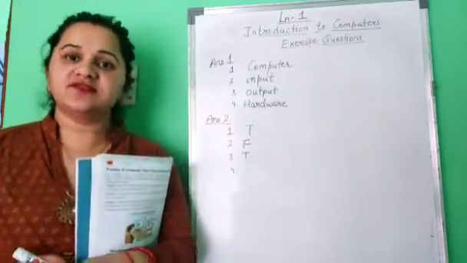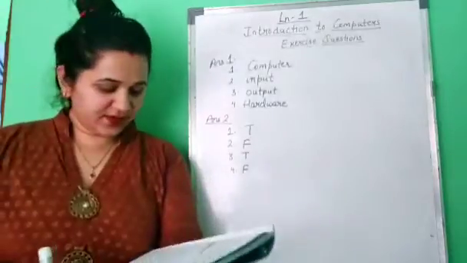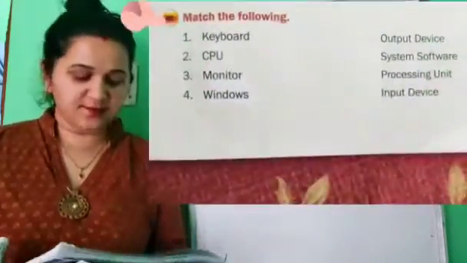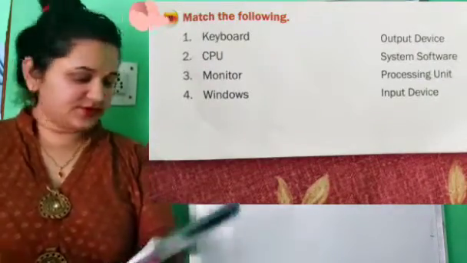So this statement is wrong. So write down false here. Okay. Now children, come to third part. Match the following. First one, keyboard.